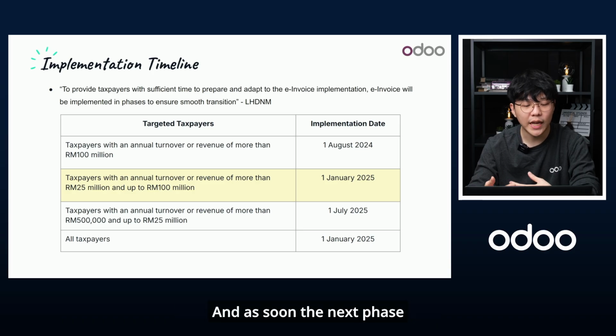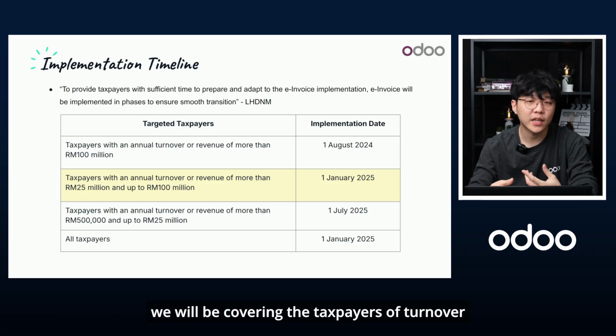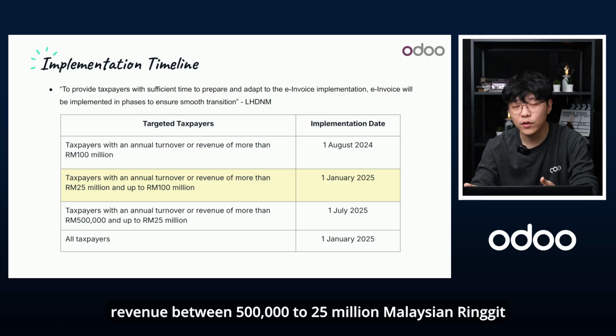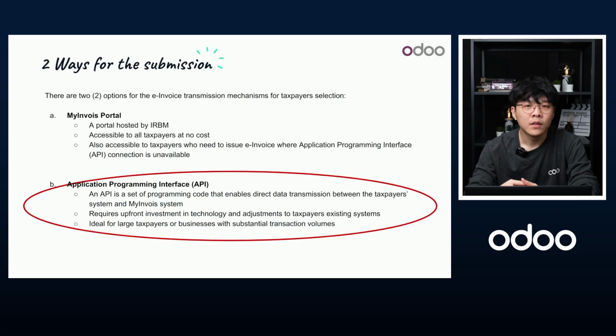And the next phase, starting on the 1st of July, will cover taxpayers with turnover or revenue between 500,000 and 25 million Malaysian ringgit.